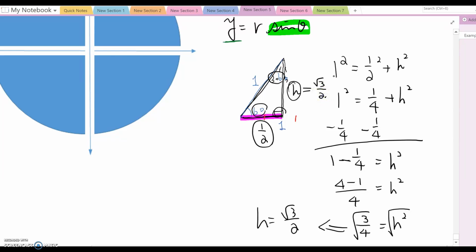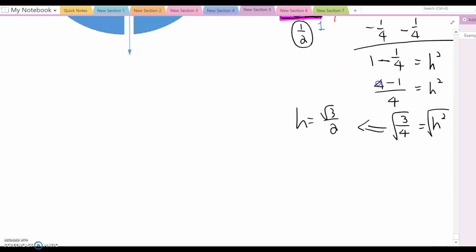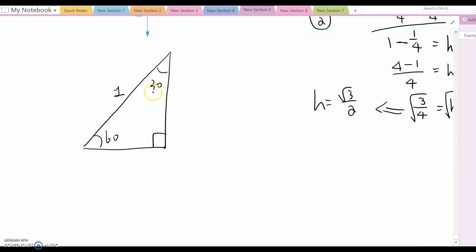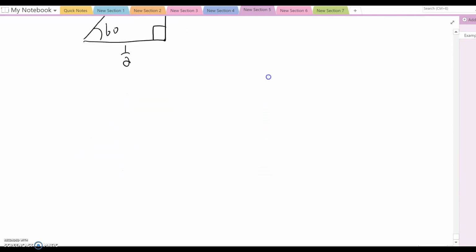So please remember those values. They are really important values. So I'm going to summarize here based on that. If we have a 30, 60, 90 triangle, and the hypotenuse equals 1, then the side opposite 30 becomes 1 over 2, and the side opposite 60 becomes root 3 over 2. So that's one special triangle. And then another one.